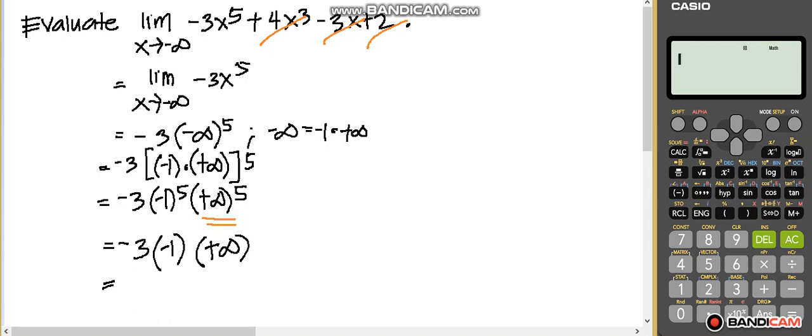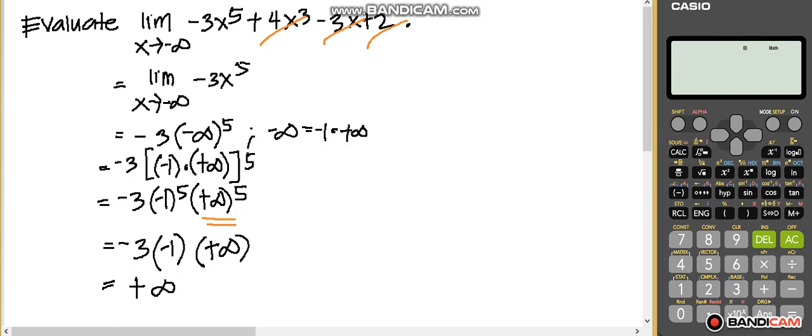Ngayon, positive number, i-multiply mo sa isang positive number or sa isang positive infinity, positive pa rin yung sagot. And since class, yung infinity nga ay isang napakalaking number, tapos magmumultiply ka pa sa kanya ng 3, ibig sabihin nun, mag-a-approach na naman yung number niya to positive infinity. Okay? Therefore, the answer is positive infinity. Or that, the limit of negative 3x raised to 5 plus 4x cubed minus 3x plus 2 as x approaches negative infinity is positive infinity.